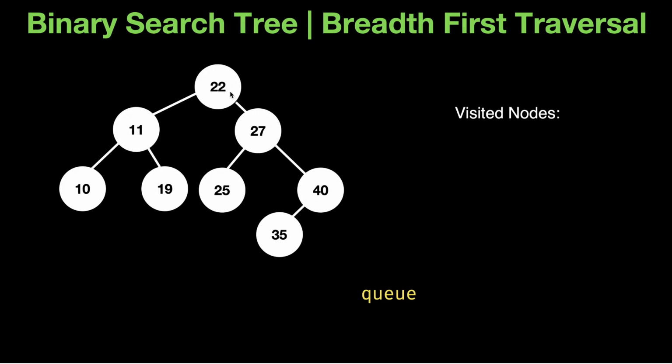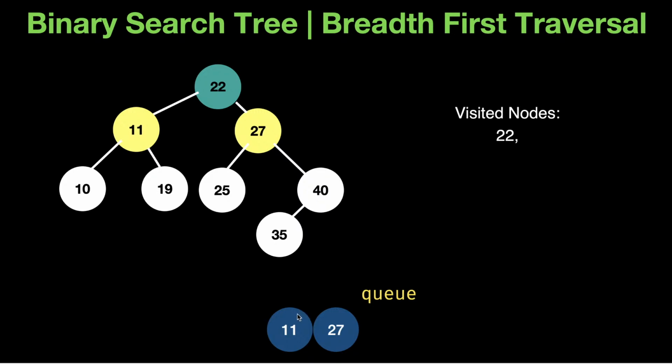First of all, we enqueue the root, right? So we insert 22 into the queue, and now we dequeue. We get 22, we visit 22 and put it under the visited nodes, and then after that we have to enqueue both of its children. That means we enqueue 11 as well as 27. They are inserted into the queue, and now we remove an item from the queue. We will first of all remove 11 and then 27, because a queue follows the first in first out principle, not last in first out. Stack was last in first out, but queues are first in first out.